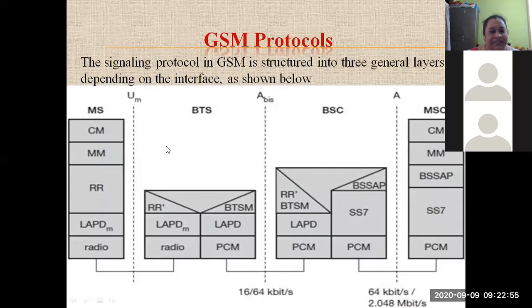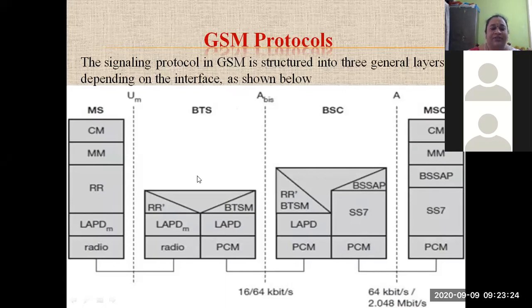Right, and as you already know, the mobile station connects with the BTS using the Um interface, and the base transceiver system connects to the base station controller through the Abis interface, and the base station controller is connected to the MSC, or mobile switching center, through the A interface, with variations in speed. The Abis interface has a 16 or 64 kilobits per second rate, whereas the A interface has 64 kilobits per second or 2.048 megabits per second.